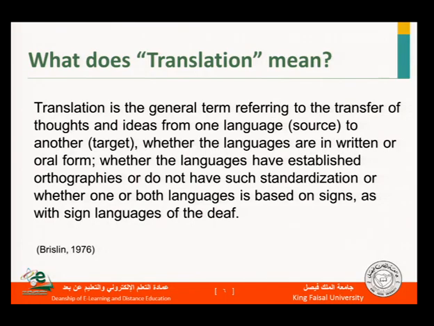Okay, so what is translation? It is the transfer of thoughts and ideas, of meanings from one language to another language. This is the basic thing. But the other ideas that are offered by the author who defines this, the other information, is just to give you an adequate, accurate overview of the meaning of the term translation. Okay, this is for Bristol, I think 1972.